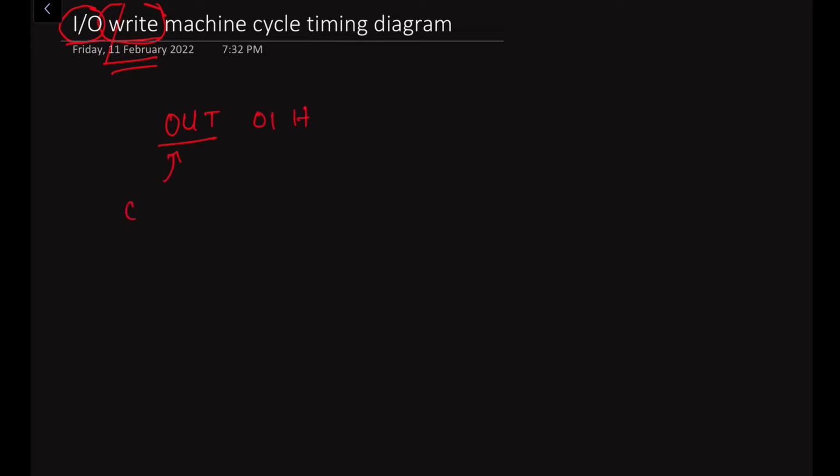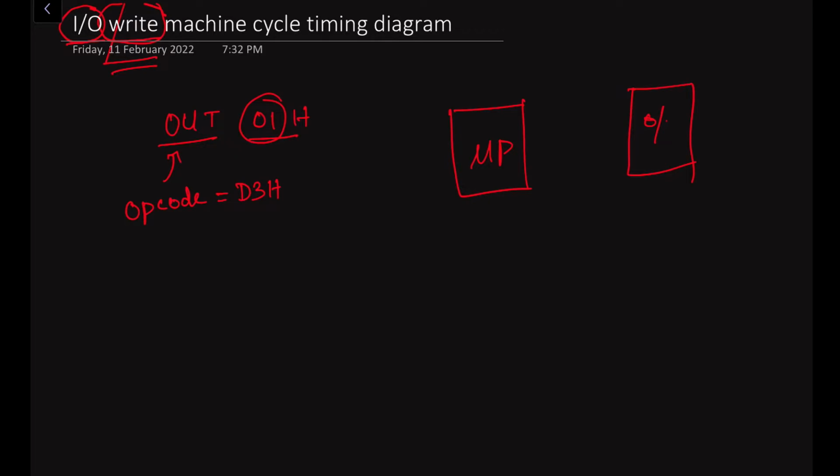This is the operation, and for this operation the opcode is D3H, and this is the address of the output device. Whatever the content of the accumulator is after executing this instruction will be transferred to the output device whose address is 01 in hex code. Suppose we have the microprocessor here and an output device. Whatever is in the accumulator will be written into the output device.